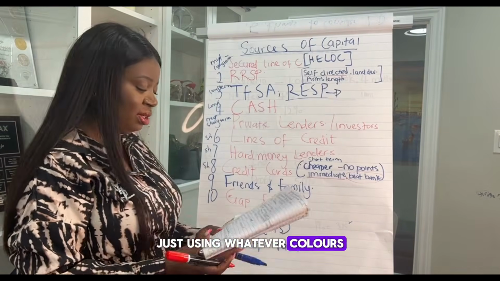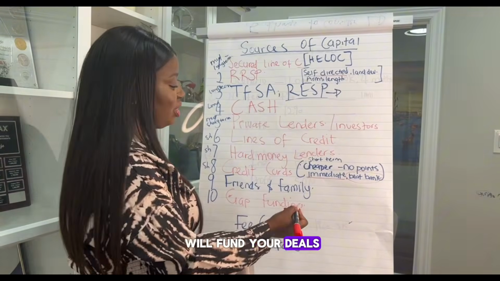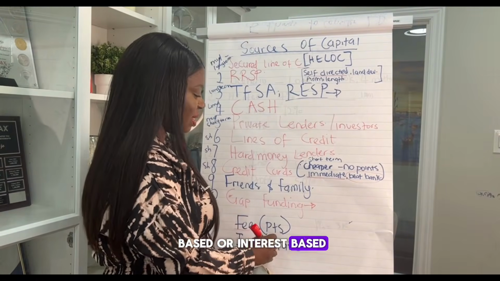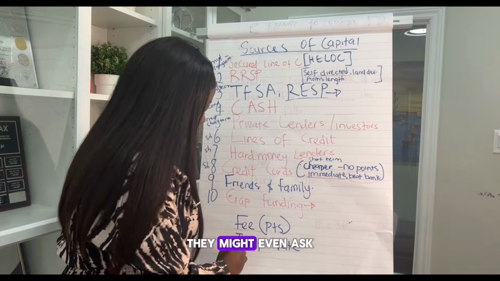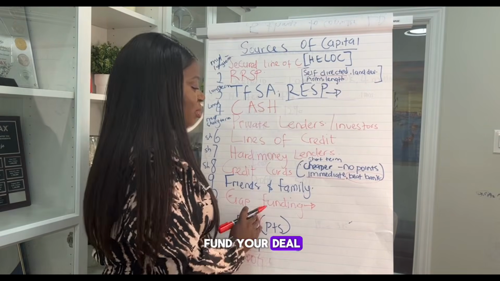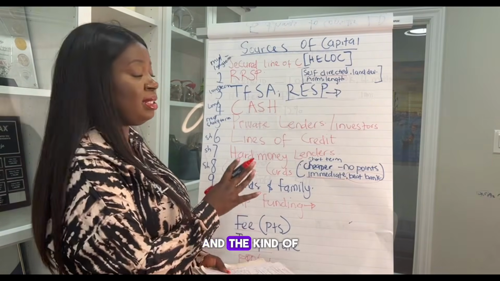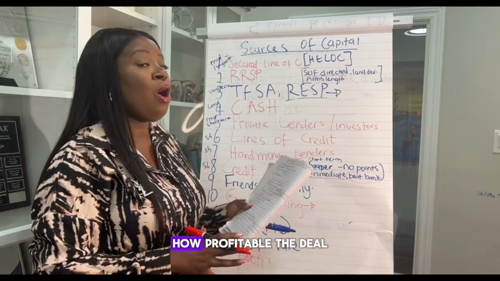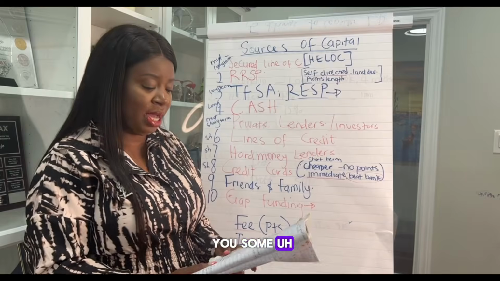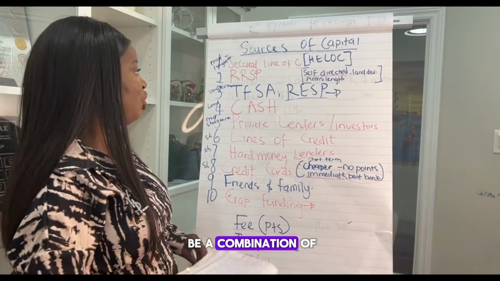Just using whatever colors. Okay, so gap funding, those are people that will fund your deals, and in most cases they are usually fee based or interest based. Sometimes they might even ask you for profits. Okay, so they'll fund your deal. It's collateralized based on property values and the kind of deal, how profitable the deal is going to be, and based on that they might be charging you some profits. Right, so it might be a combination of these things.